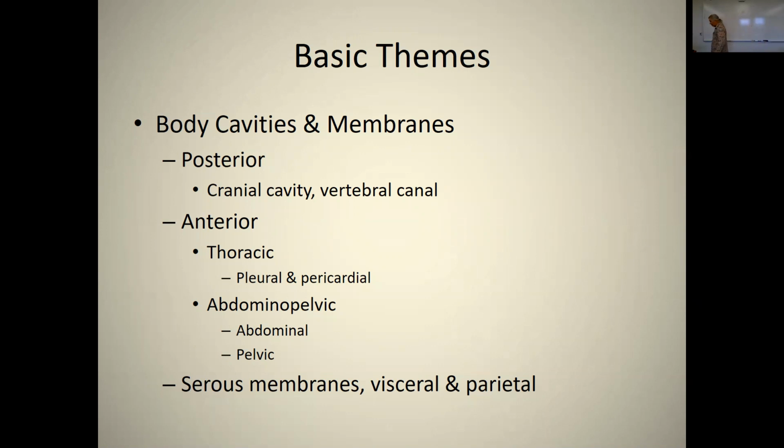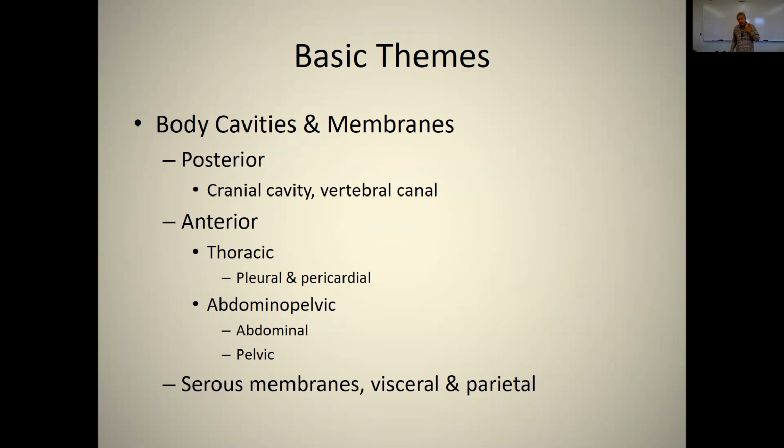Okay, body cavities and membranes. A bunch of body cavities. We're going to look at the posterior and anterior cavity. So posterior back here, anterior cavity here. The posterior cavity has the cranial cavity and vertebral canal. The anterior cavity has a thoracic cavity, which consists of two pleural cavities and a pericardial cavity. And then the abdominopelvic cavity, which is abdominal and pelvic. And there's really no delineation between abdominal and pelvic cavities. There are delineations, membranes that separate the pleural cavities from the pericardial cavity in the thoracic cavity, but I'm going to show you that in the next slide.